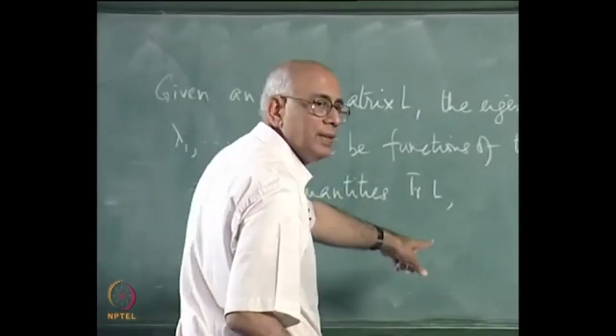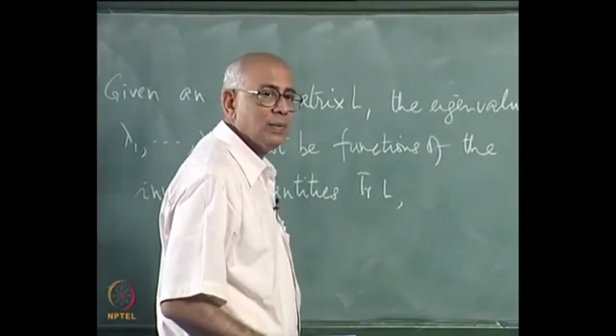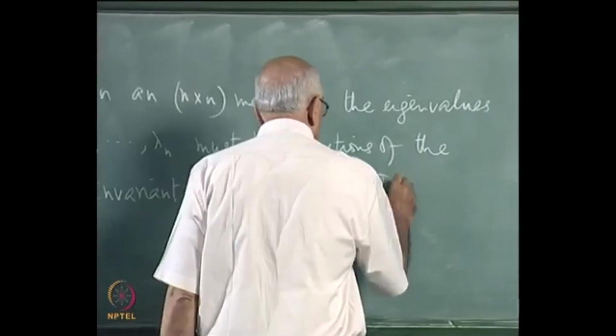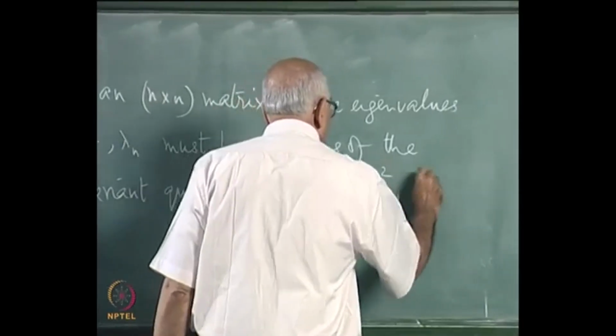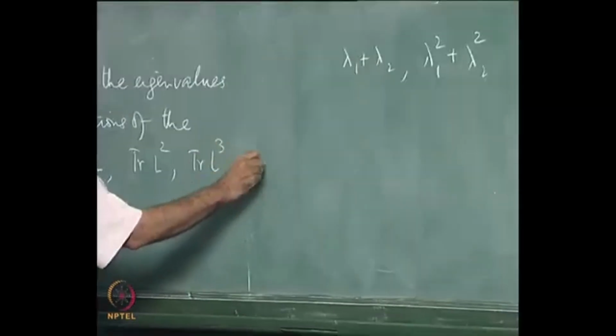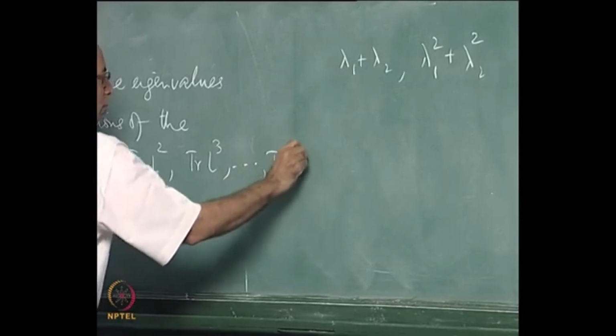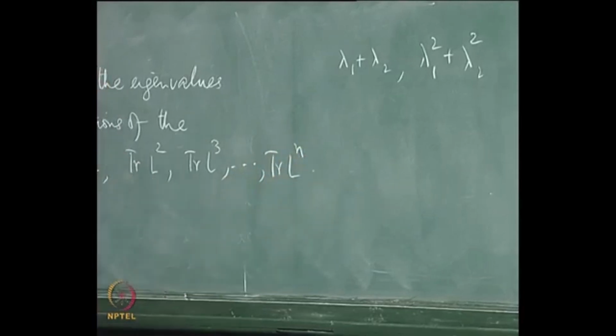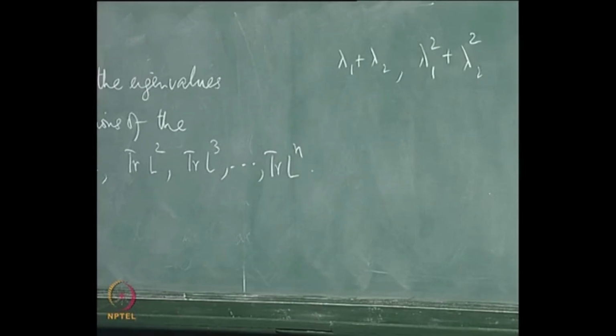So what would be the generalization of that? Absolutely, it would be trace of L squared, trace of L cubed up to the trace of L to the power n. It is easy to check that AD minus BC in the 2 by 2 case can really be written as a combination of the trace of L squared and the trace of L the whole squared. So these are the invariant combinations.